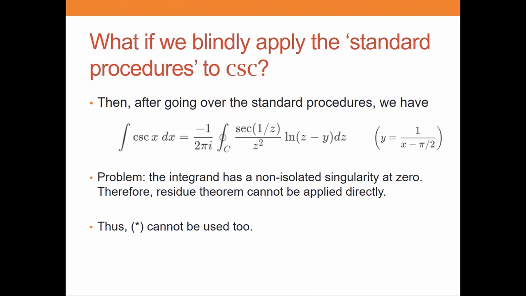Still, we would like to see what will happen if we blindly apply the standard procedures to cosecant. After going over the standard procedures, we obtain this contour integral, which has this secant 1 over z here, which is quite problematic because it has a non-isolated singularity at 0. So the residue theorem cannot be applied, and the star equation can't be applied as well. So some other techniques are needed.